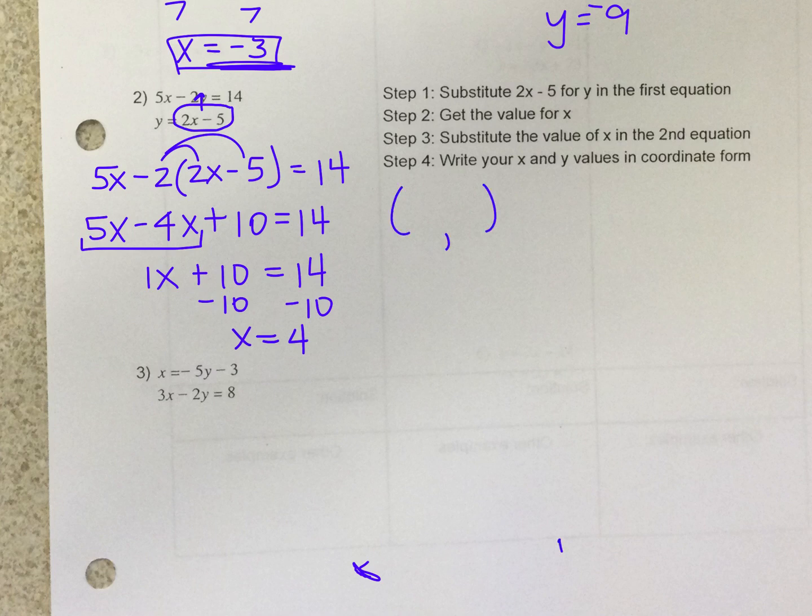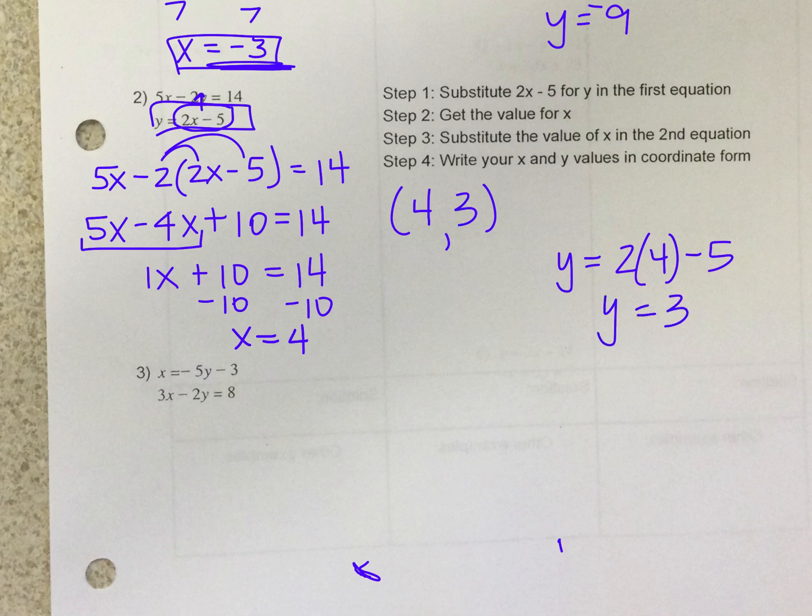So we know our x is a 4. Now we have to figure out y. I'm going to copy down this second problem. y equals 2x minus 5. In place of this x, I know that x is 4. 2 times 4 minus 5 is a 3. So if I were to graph these two lines right here, they would cross one time at 4, 3.